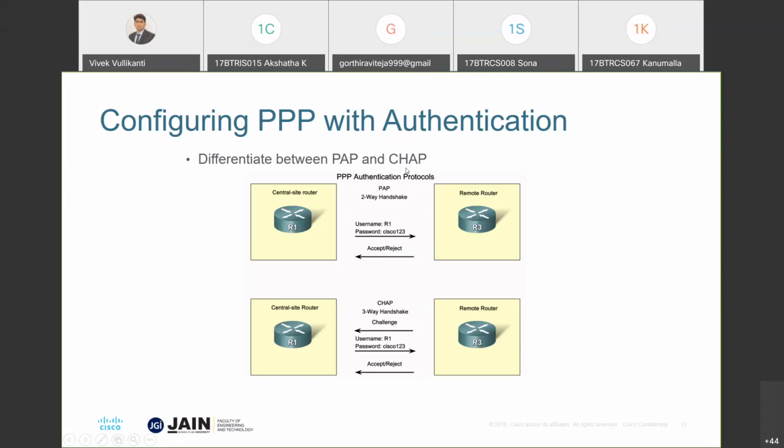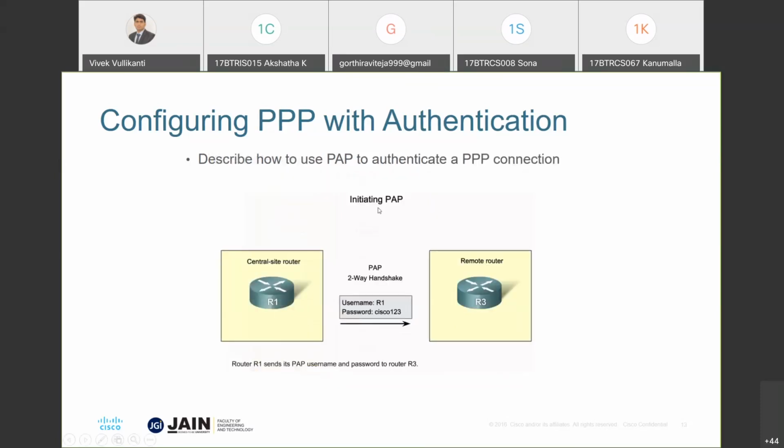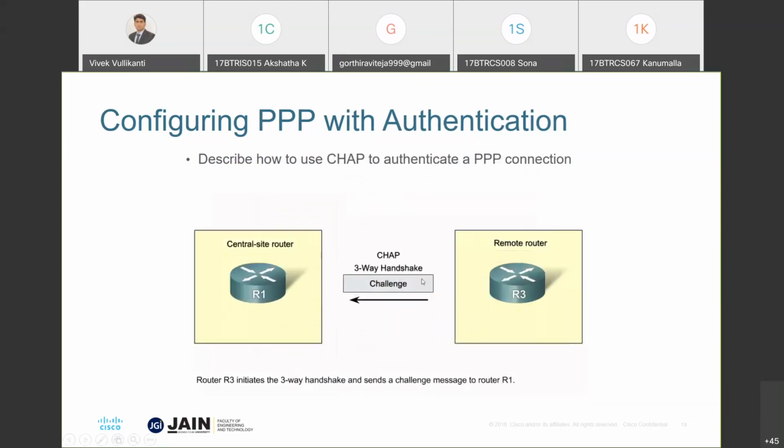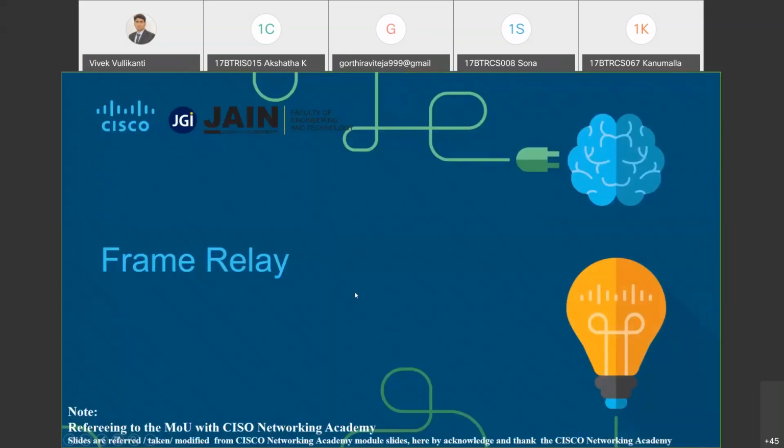Now, PAP and CHAP protocols are part of authorization in point-to-point protocol. So that's what PAP is. It is going to send a username and password, initiate, and get the reply. CHAP is a three-way handshake. The designated router will give you a challenge so that you have to crack it, and then it will accept the authorization. Okay. So this is all about your point-to-point protocol.